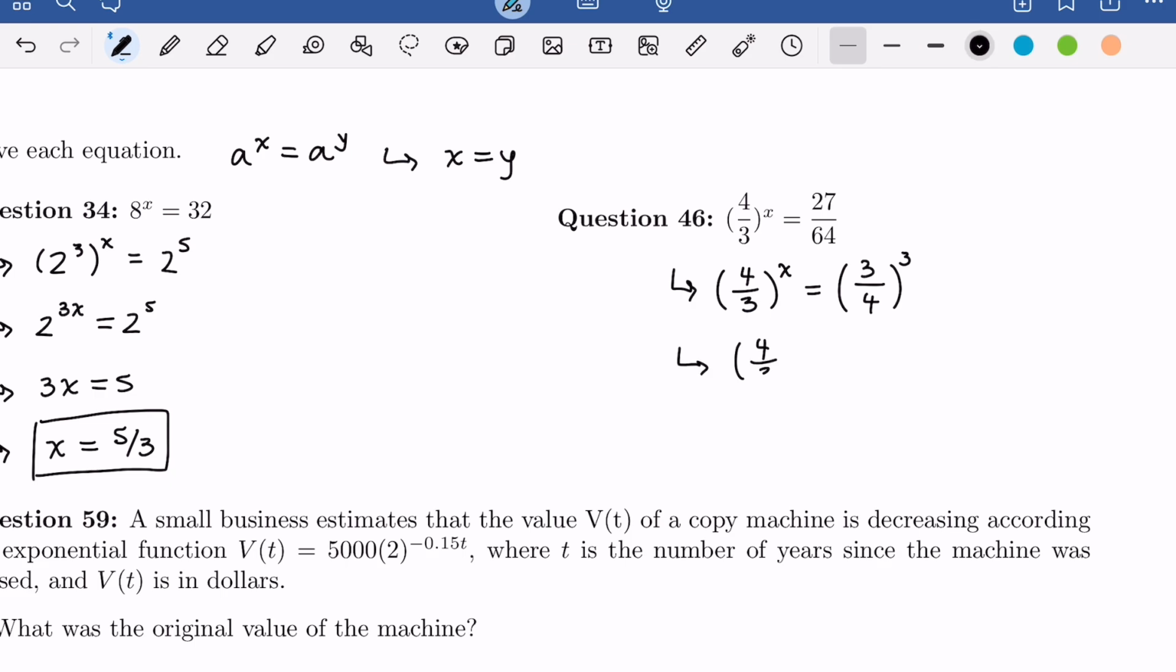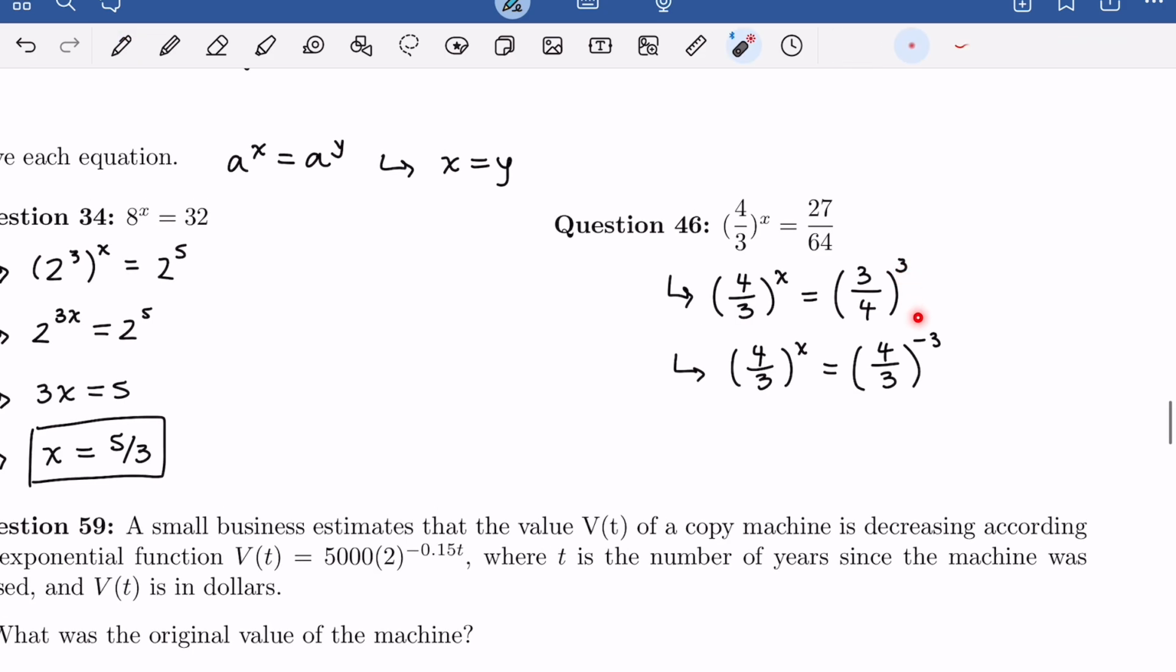We're going to leave the left-hand side as is, but if we write this as a negative exponent instead, we get the reciprocal of this fraction. So we're going to end up with 4/3 to the negative 3 power. Now notice on both sides of our equation we have the same base, so we can use this property here. This means that their exponents must be equal to each other. So we get that x is equal to negative 3.